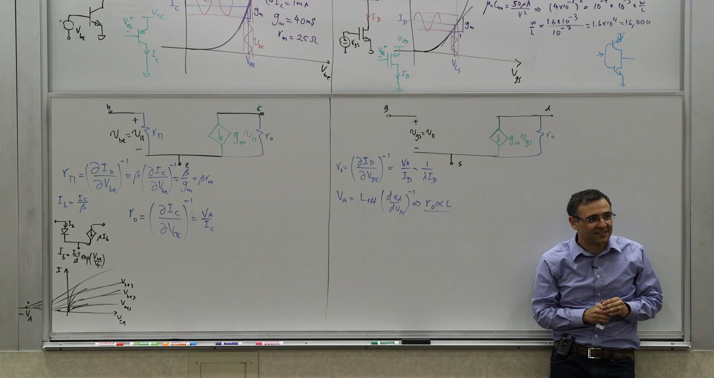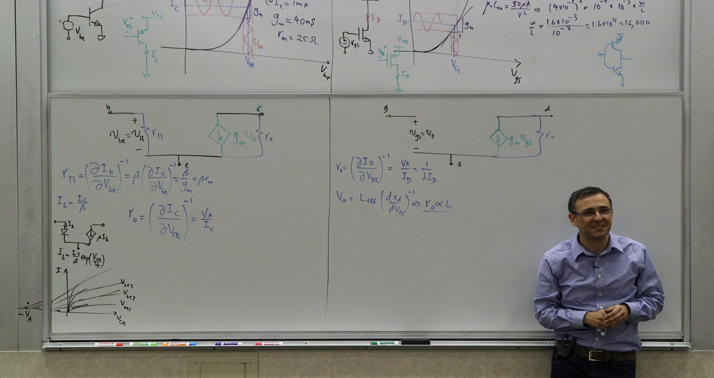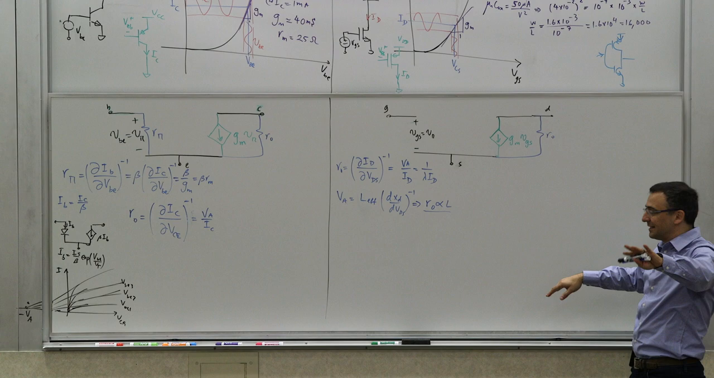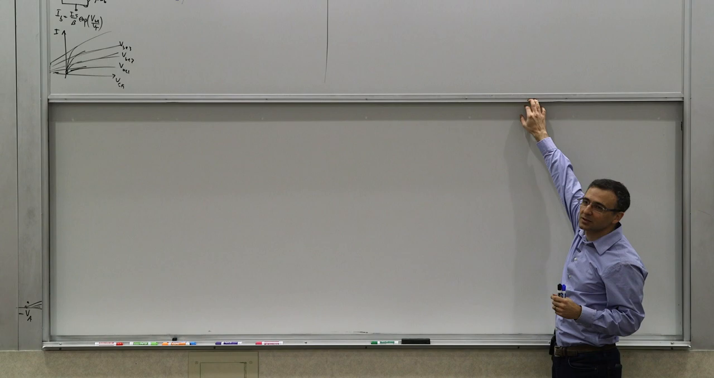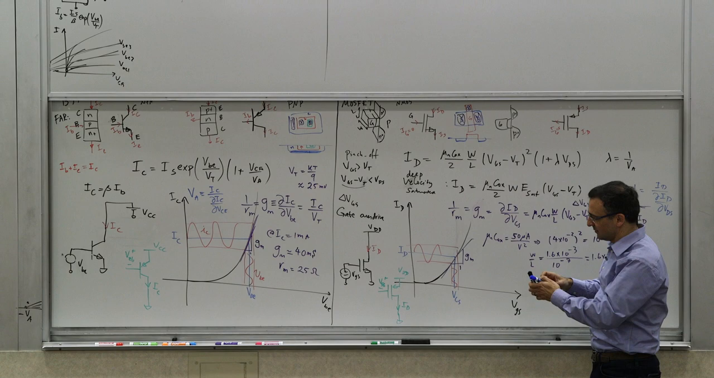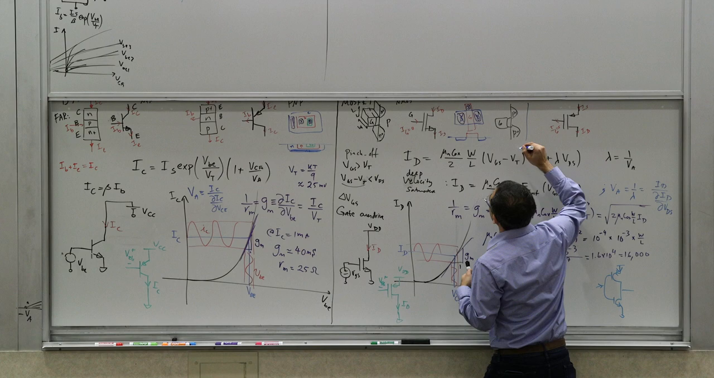Have you forgotten a fourth terminal by any chance? Logically it makes sense to call it base, but to differentiate it from the bipolar, we call it the bulk or the substrate. So MOSFET really has a fourth terminal, right? It's here and here. This is the bulk.